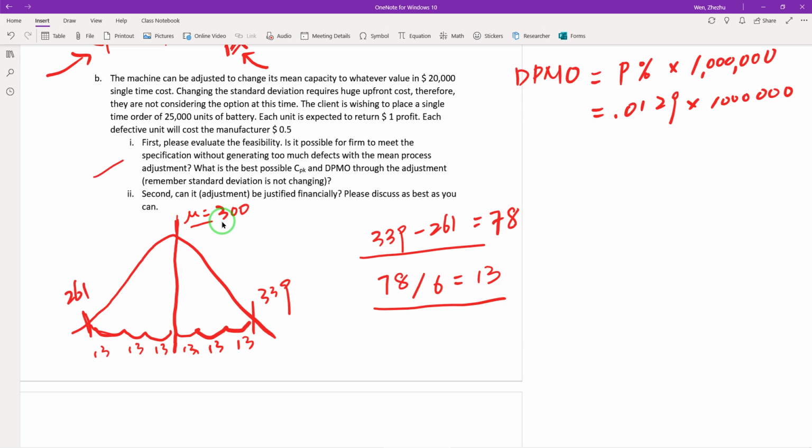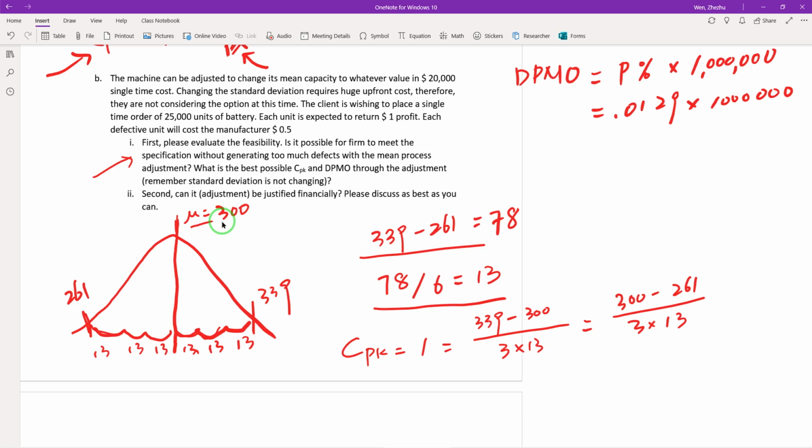So to answer the first question, please evaluate the feasibility. If you're willing to spend $20,000, this process is capable of meeting the specification limit. So what is the best possible Cpk? Just by looking at the visualization, the best Cpk is going to be 1, because we are containing exactly 3 standard deviations on both the upper and the lower end. For the lower part, 3 multiplied by 13 gives exactly the same result. So the best possible Cpk is 1.